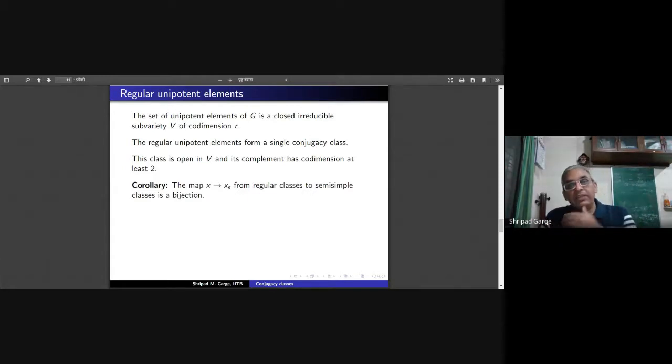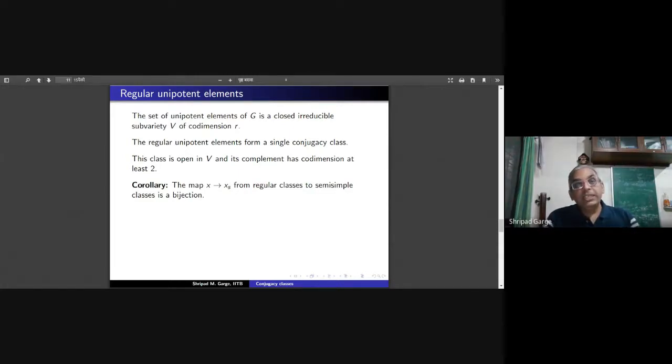by the same element. We have seen that the decomposition remains valid for any endomorphism. So in particular for inner automorphisms, it will remain valid. And therefore, by conjugating X, you are simply conjugating the semisimple part and the unipotent part. Okay. So sending X to its semisimple part defines a function from the regular classes to semisimple classes. But this map is a bijection.